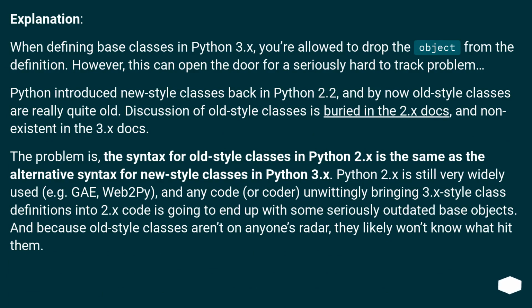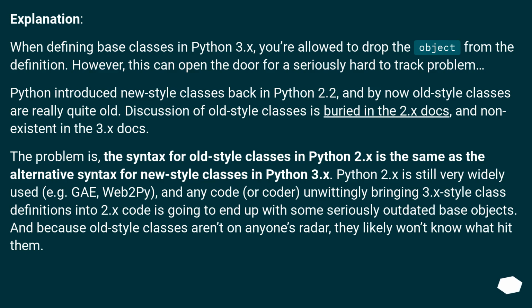Explanation. When defining base classes in Python 3.x, you're allowed to drop the object from the definition. However, this can open the door for a seriously hard to crack problem. Python introduced new style classes back in Python 2.2, and by now old style classes are really quite old. Discussion of old-style classes is buried in the 2.x docs, and non-existent in the 3.x docs.